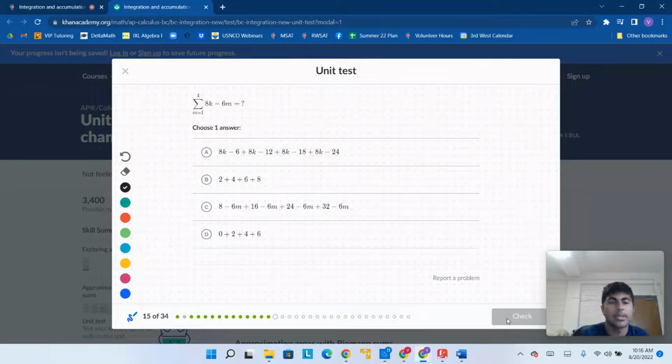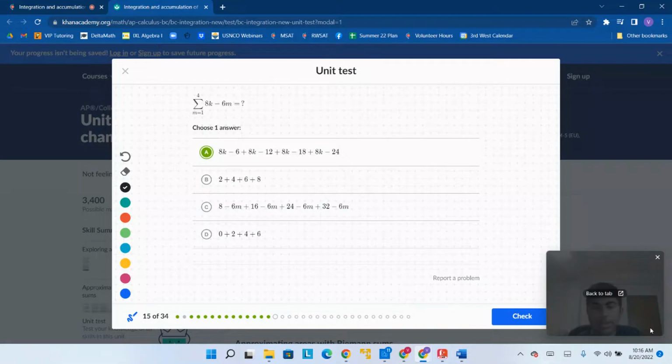Okay, what do we got here? Well, we got the sum from k equals 1 to 4 of 8k minus 6k. That's going to be 8k minus 6 plus 8k minus 12 plus 8k minus 18 plus 8k minus 24, which is this one right here. Right? So that's kind of it. You can't really do anything else with that because you don't really have anywhere to substitute k in. So that's our answer. And we can move on.